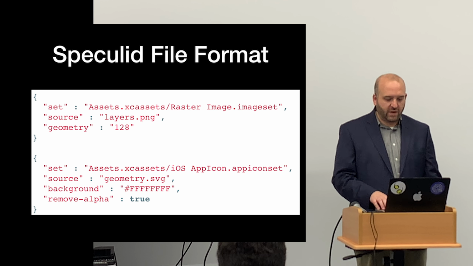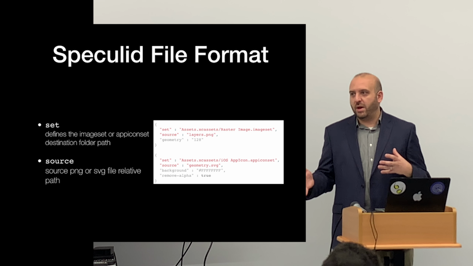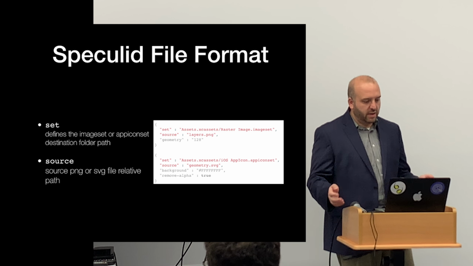So let's take a quick look. We have a set which points to the folder that is your image set or your app icon folder. And then you have a source, which could either be a PNG file or an SVG file. That's your source image that you're going to be using for the app icon or the image set.